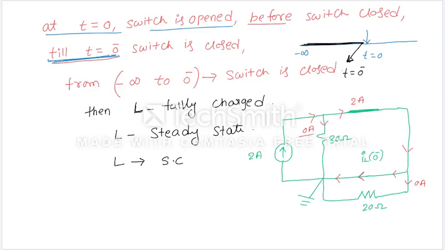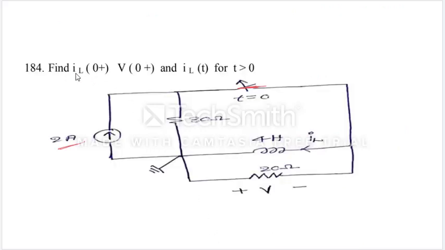Then what we can say is that the complete current goes in this path only. So IL of 0 minus is how much? 2 amperes. They ask me to find IL of 0 minus, so this value is 2 amperes.